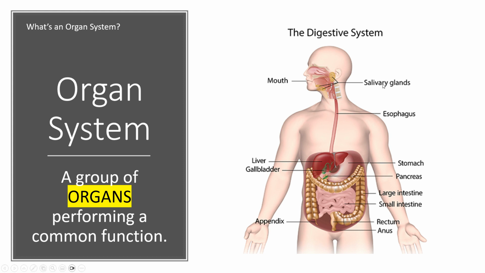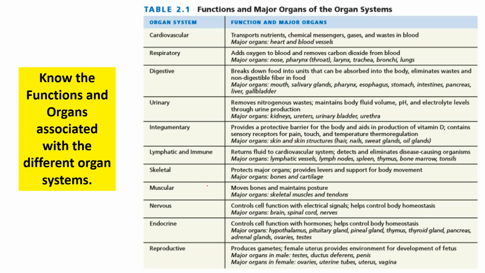For example, I put the digestive system on here because that's the one you're probably most familiar with. The digestive system contains the organs mouth, liver, gallbladder, appendix. All of these are part of the digestive system, and they all help process food, keeping the good stuff and getting rid of the bad stuff. That's really the job of the digestive system.